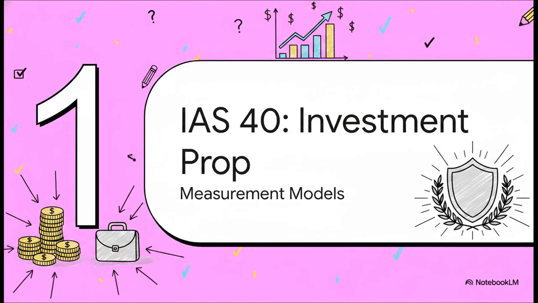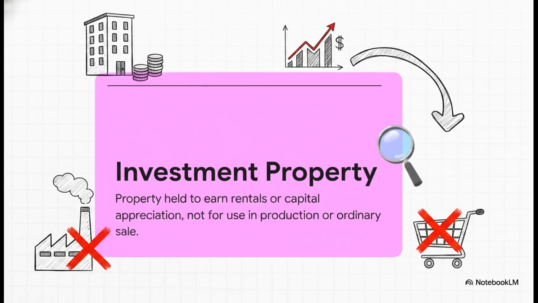All right, Section 1, IAS 40, investment property. Let's get into the measurement models. Now, examiners absolutely love to test the boundaries of different assets. The definition of an investment property is incredibly specific. It's property held specifically to earn rentals or for capital appreciation. The crucial thing to remember here is what it's not. It is not for use in the production of goods, because that would just be your regular property, plant, and equipment. And it's definitely not for ordinary sale.